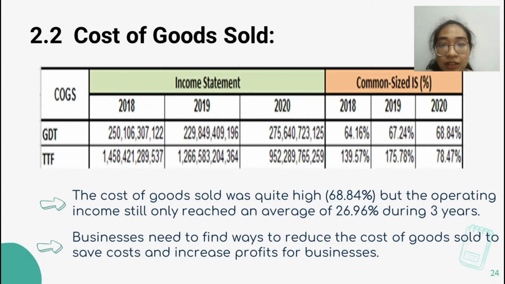Now we compare to Đức Thành. Trường Thành seems to spend a lot on the cost of goods sold, accounting for more than 100% more than Đức Thành, at 189.57% in 2018, and really reaching 175.8% in 2019. Meanwhile, in 2020, Trường Thành slightly reduced but was still higher than Đức Thành.